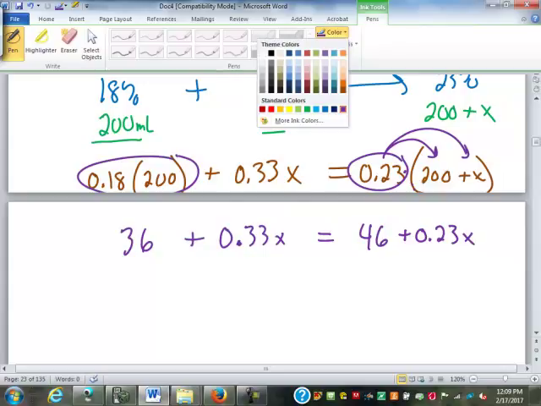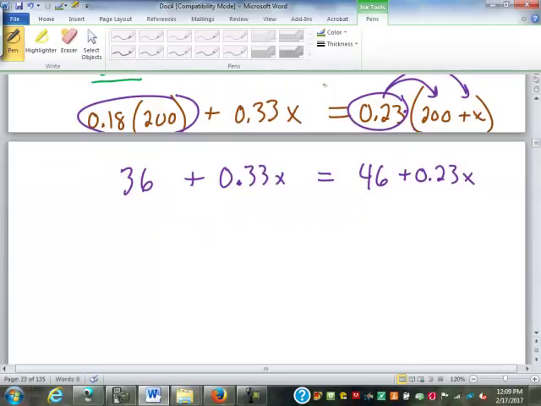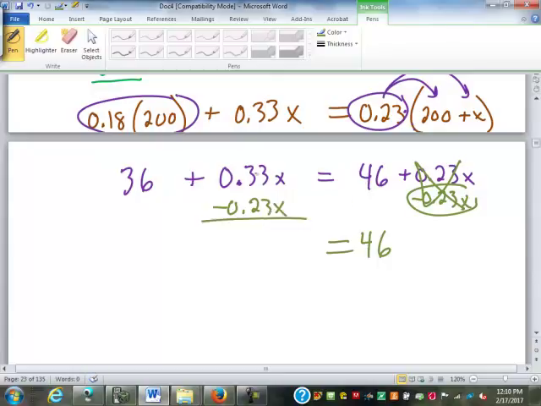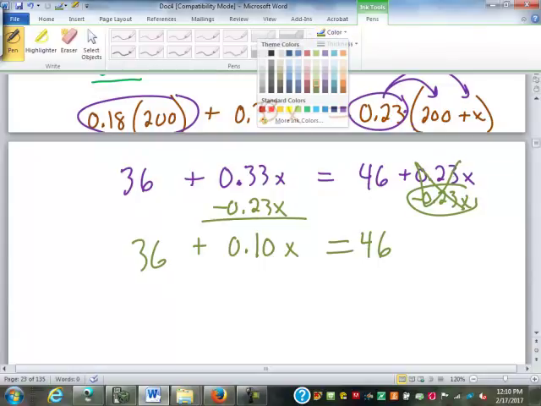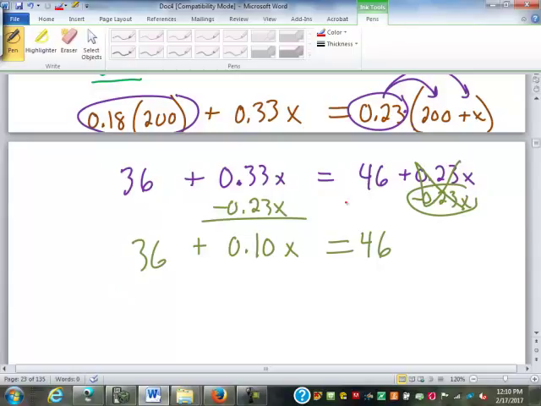And now it's a matter of solving the equation. So we have an x on each side, so before we really solve, we have to get rid of one of them. I'm going to get rid of the smaller one, which is the 0.23x. So that one's gone. We just have the 46 on the right side. We subtracted 0.23x from one side, so we have to subtract 0.23x from the other side. That'll leave us with 0.10x. And we still have the 36 up there. And now we're down to the variable appearing once. So now we can solve this equation. What are we going to do next?